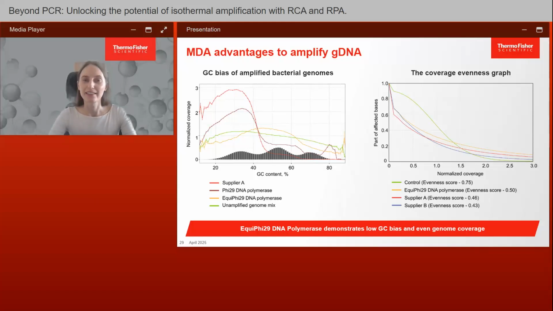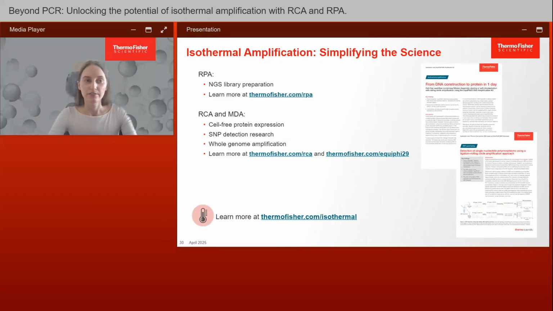So with that, I would like to conclude our seminar. And today we have explored how isothermal amplification can simplify research. We have covered a bunch of topics, including RPA for NGS library prep, RCA and MDA for cell-free protein expression, SNP genotyping, whole genome amplification, in vitro transcription. But if you are interested in learning more about isothermal amplification techniques, be sure to visit our website for more information.